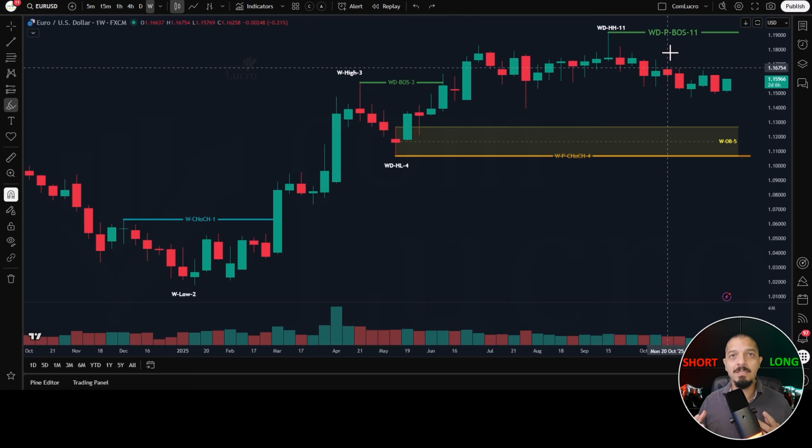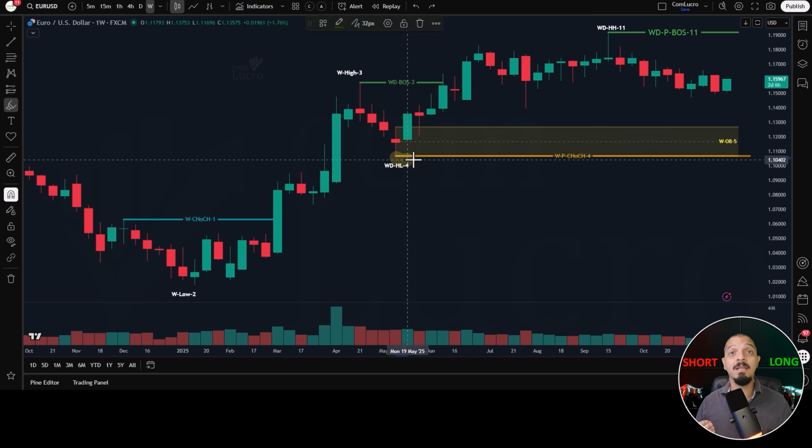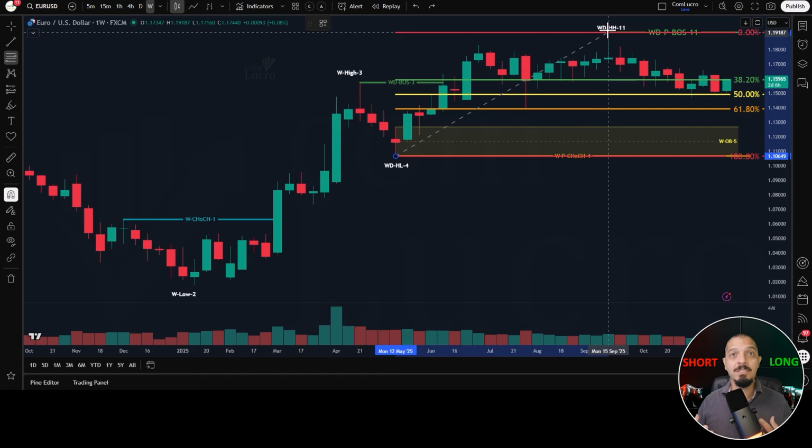With this high in place and weekly daily higher low 4 acting as the base of the move, the entire weekly impulsive leg is complete. Between these 2 points, the weekly order block 5 remains as the key institutional demand zone that supported the entire continuation. This gives us a clean, organized view of the weekly movement.